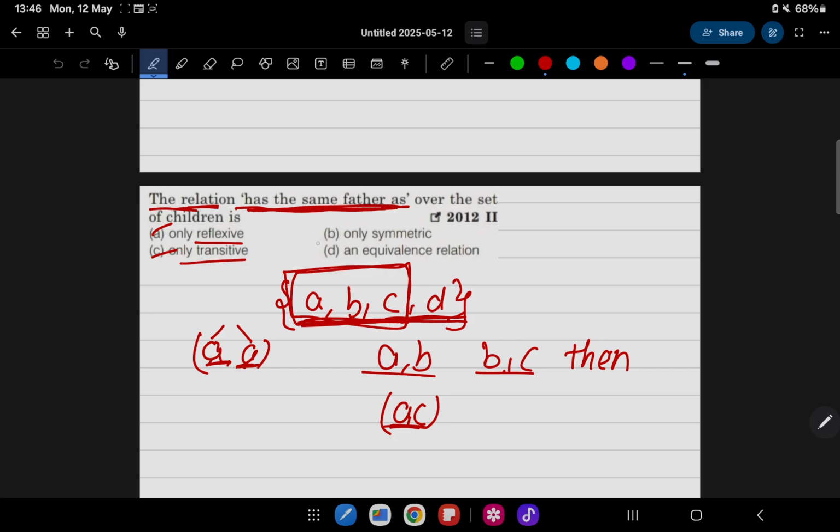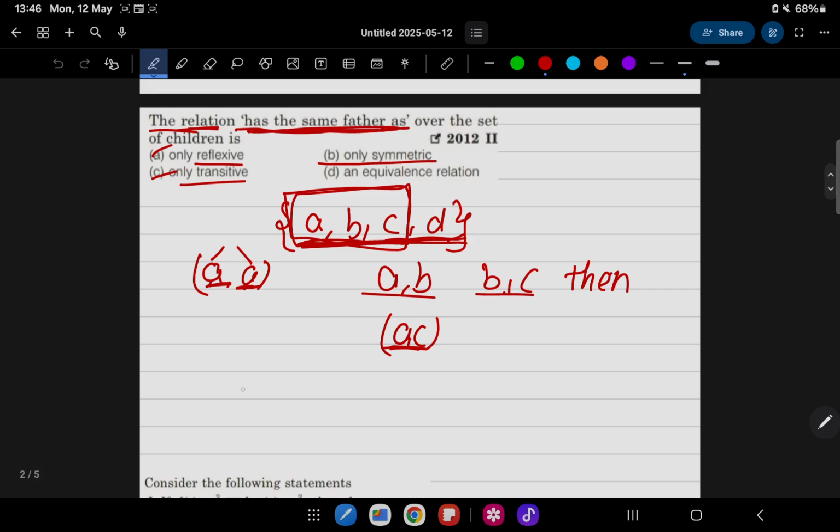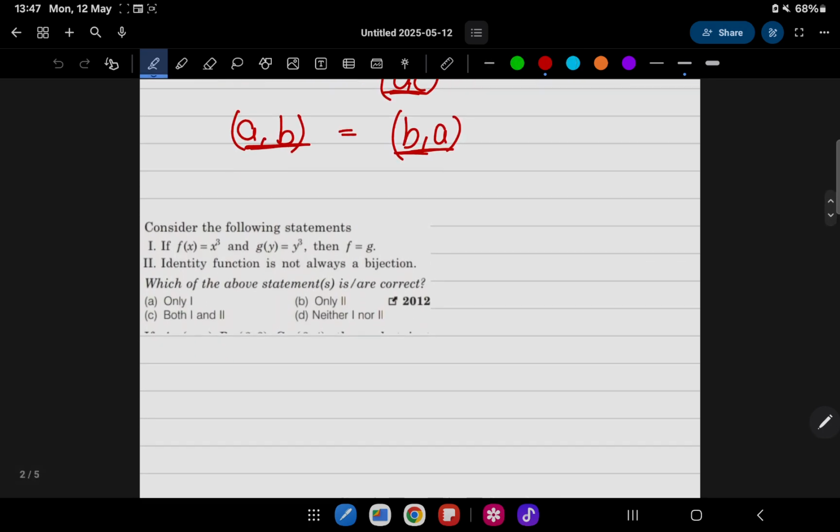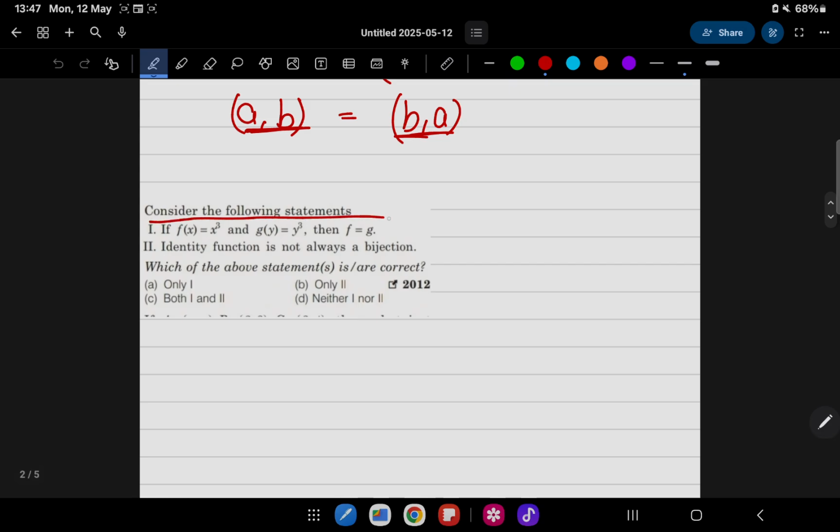And now we check symmetric. The condition of symmetric says that a comma b if present in any set, then b comma a is present. So here a comma b are the sons of one father and b comma a is also sons of one father, so it is also symmetric. And when a relation is reflexive, transitive and symmetric, all three, then it is called an equivalence relation. So our correct answer is D. Okay. So our next question is, consider the following statement.